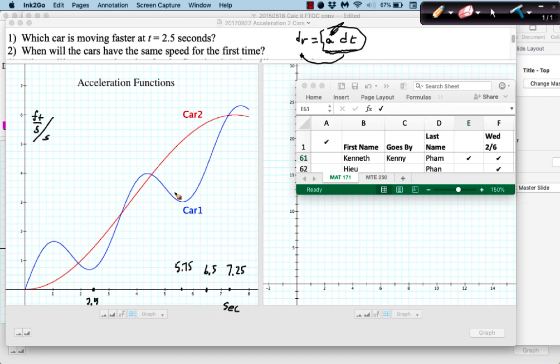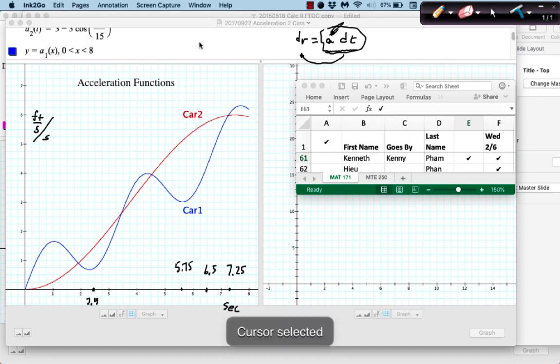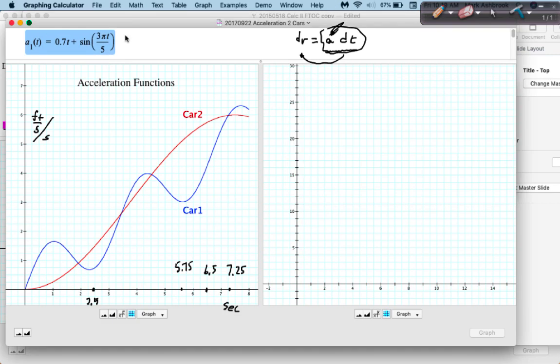So an algebraic method is going to be difficult here. I'll show you the acceleration functions. One has a linear term and a sine term, and the other is just a cosine function. So trying to set the equations equal and solve for t is not going to be friendly. So how can we do this? We can do it. We just have to apply the tools that we've learned.